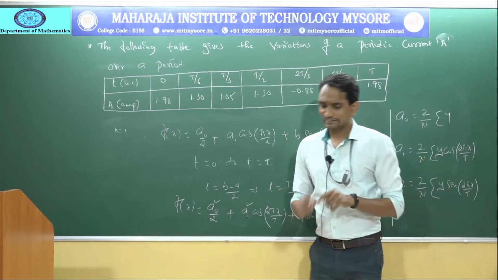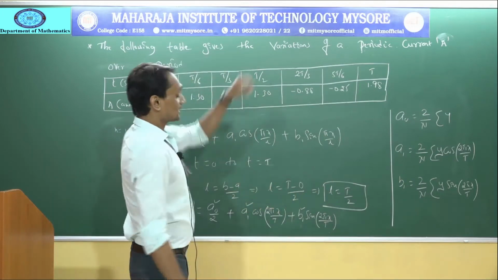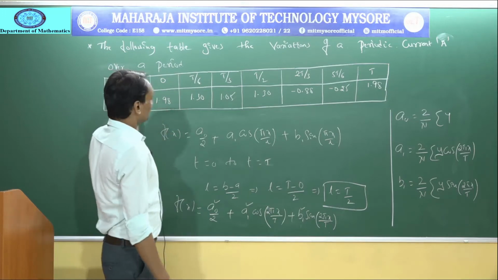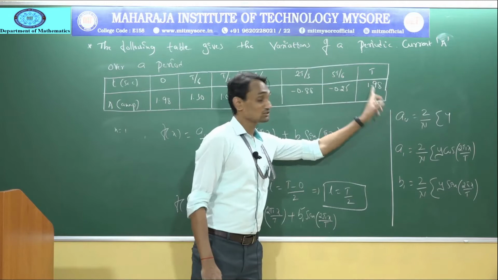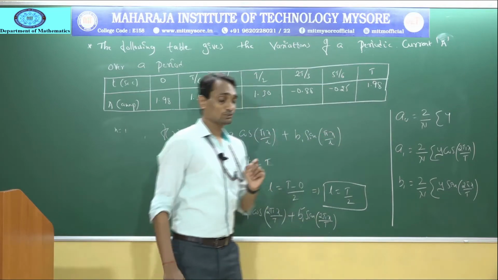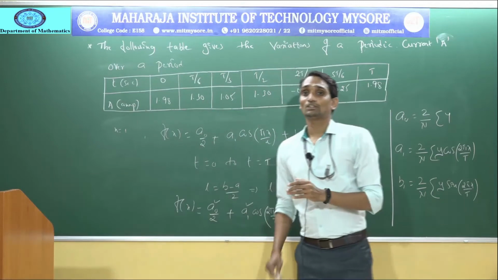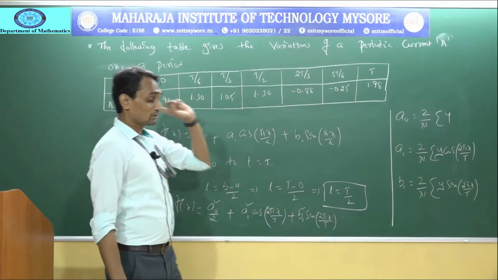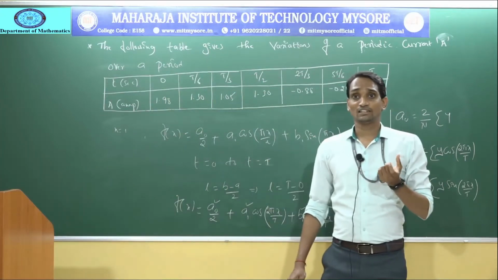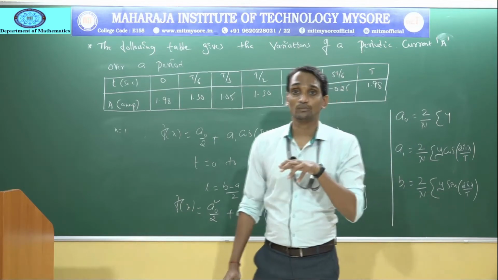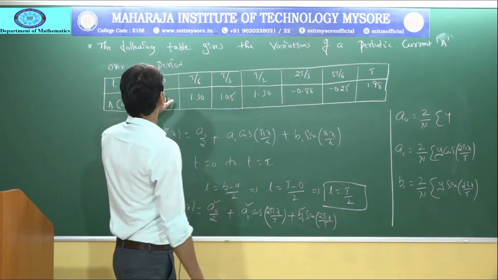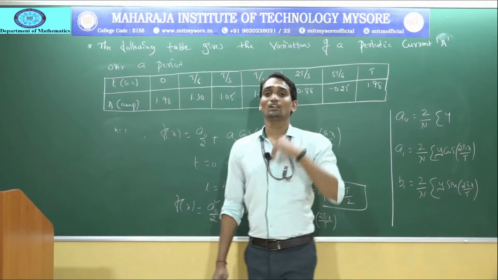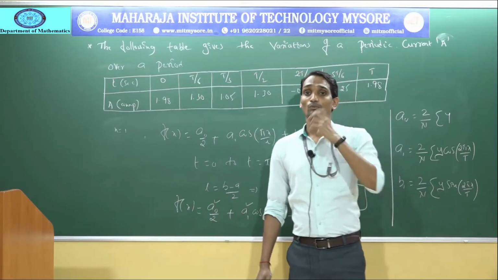Before writing the table, we need to see the first value and the last value. When t equal to 0, we got 1.98. When t equal to capital T, in that case also 1.98 is there. So we just need to see the first and last value, because we need to see for 0 to 360 degrees. Just as sin 0 is 0 and sin pi is also 0, in the same way, 0 and T have the same value. So either we need to eliminate the first value or the last value while constructing the table.